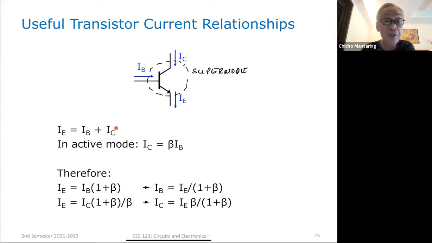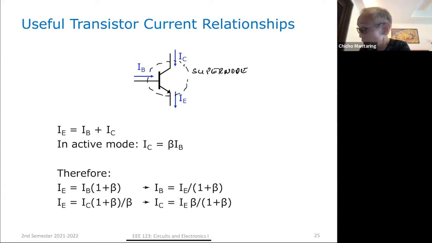No? Kasi ito, IC is equal to beta IB. So IC, itong IE will just be beta, 1 plus beta IB. No? Okay? By just combining these two, then I get this relationship. No? This is the relationship now between IB and IE. And I also get this relationship. This is a relationship between IC and IE.